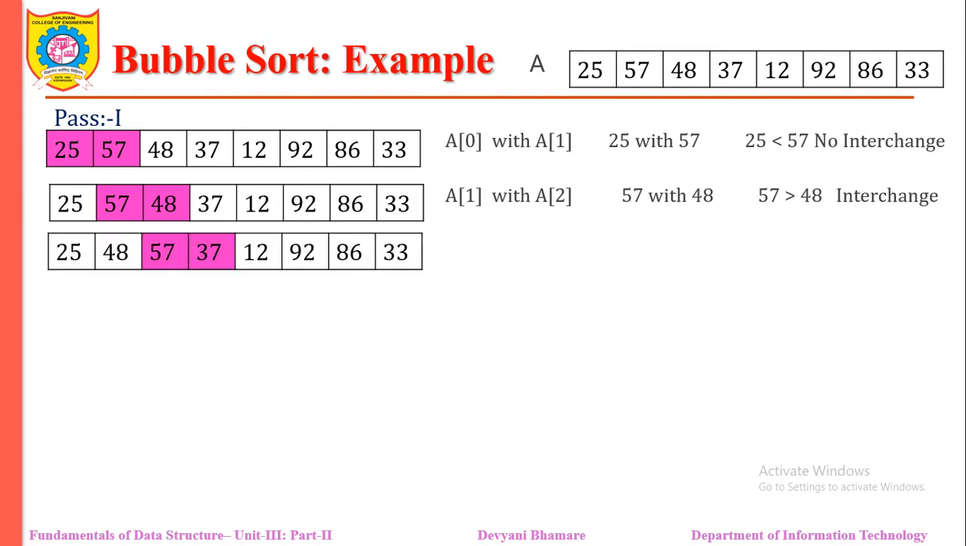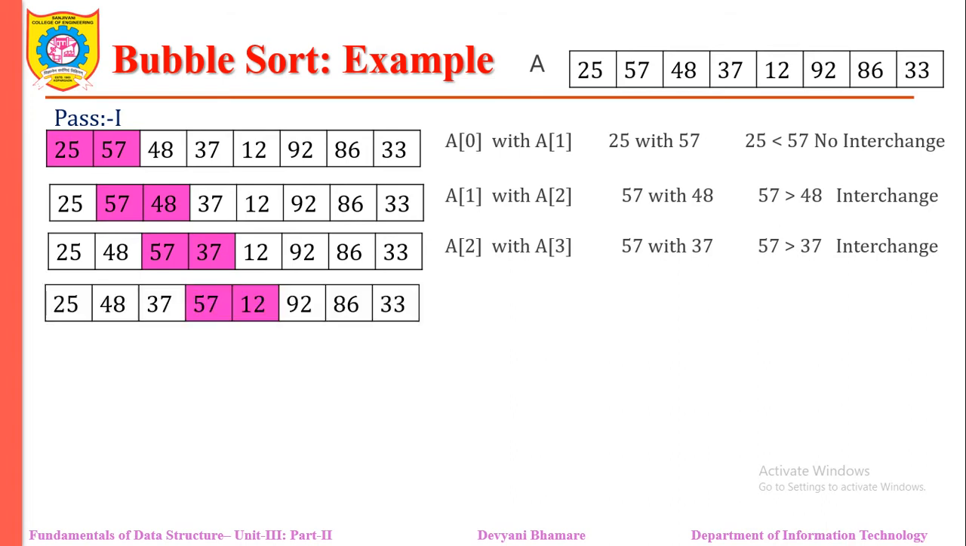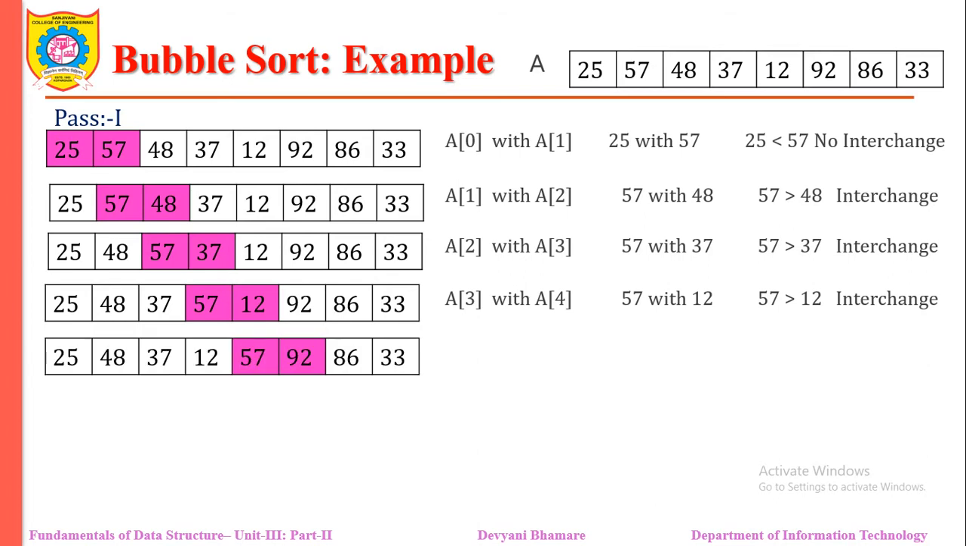Then A of 2 and A of 3 are compared. So we identify 57 is greater than 37. That's why we need to interchange. Then A of 3 and A of 4 are compared. That's why we need to do the change. Interchange their positions. Then 57 and 92 are going to be compared. Then we identify 57 is not greater than 92. That's why we do not need to do the interchange.